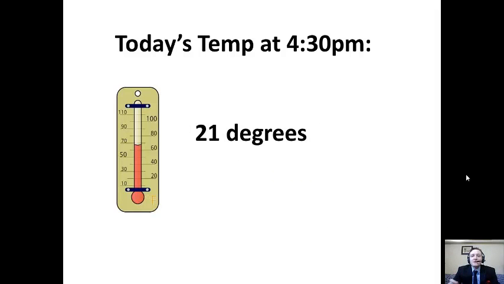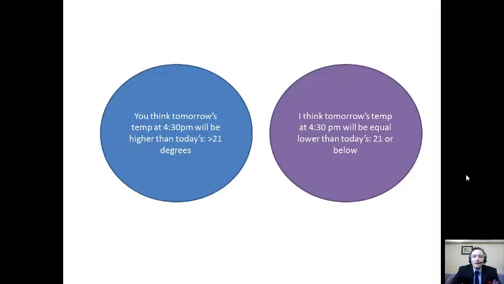Today's temperature at 4:30 p.m. is 21 degrees. Let's say it's winter, or let's say for whatever reason, you believe that the temperature tomorrow is going to be higher. If you believe that, I'm going to offer you this contract between you and me, just you and me. The contract is this. You think that the temperature tomorrow is going to be above 21 degrees. I don't think so. I think it's going to stay the same, or I think it's going to fall.